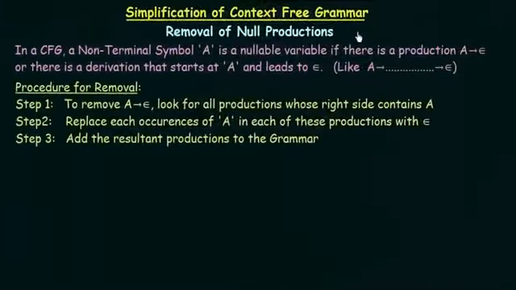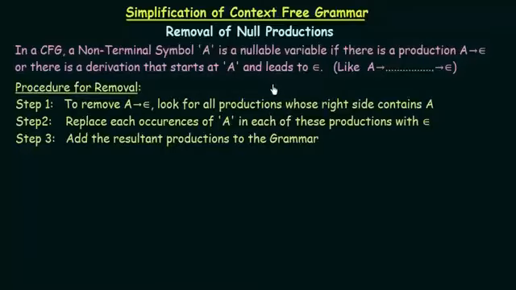In this lecture, we will be studying the last step in simplification of context-free grammar, which is the removal of null productions. So first, let us try to understand what these null productions are. In a CFG, a non-terminal symbol A is a nullable variable if there is a production A gives epsilon, or there is a derivation that starts at A and leads to epsilon.